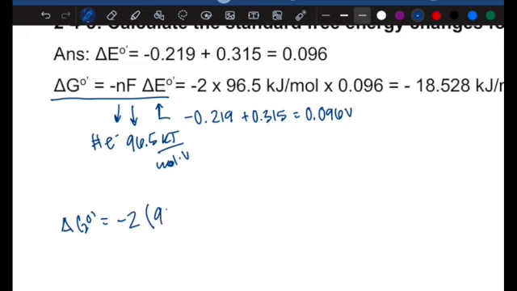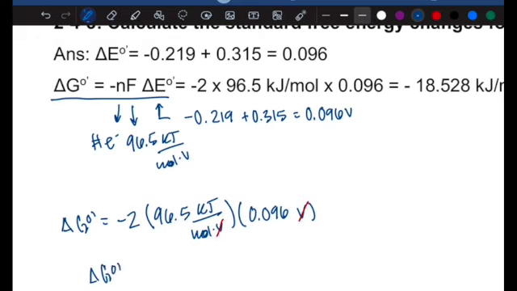Then we'll do times 96.5 kilojoules per mole times volts, and then we will multiply by our delta E, 0.096 volts. Our volts will cancel out, and that will leave us with our final answer, which is negative 18.528 kilojoules per mole.